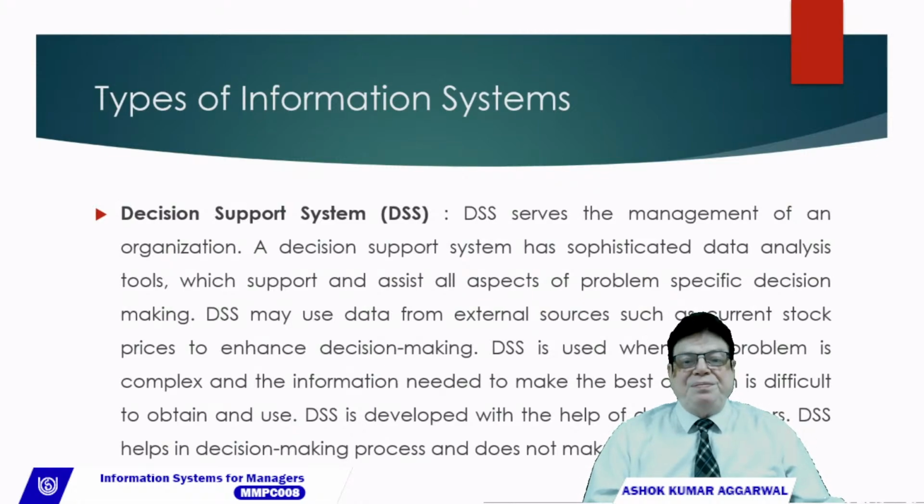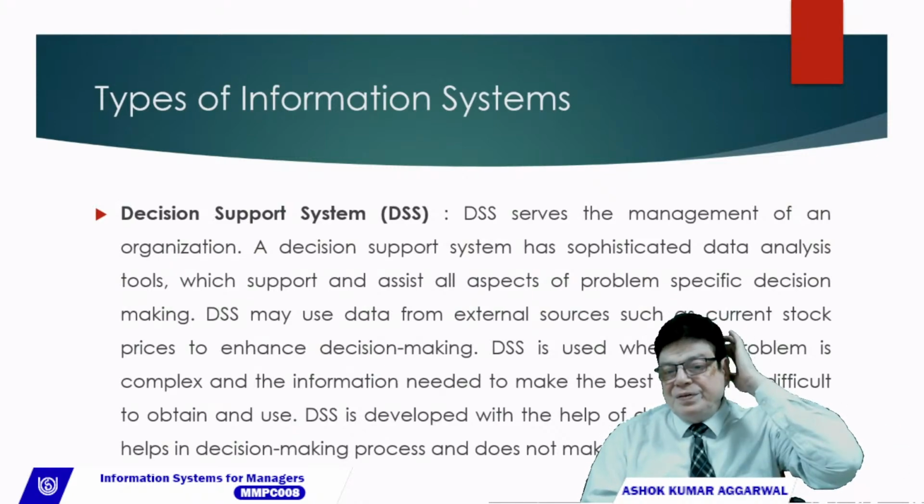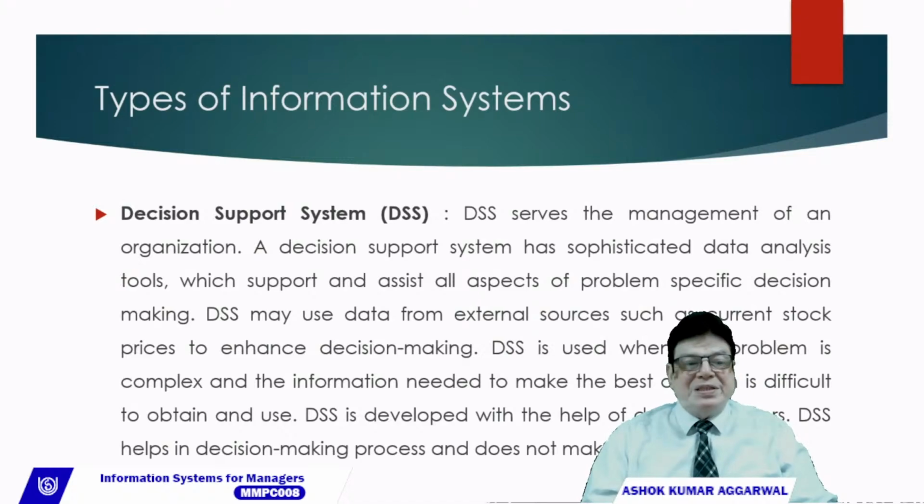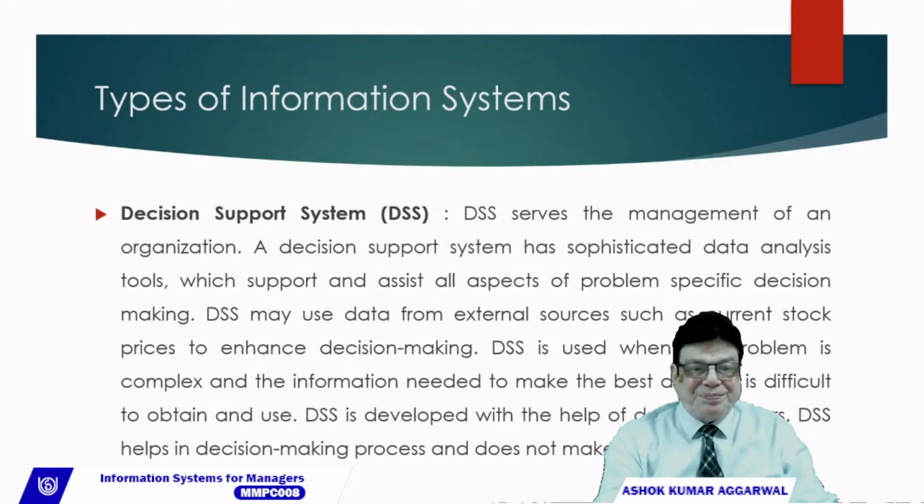Decision support system is used when the problem is complex and the information needed to make the best decision is difficult to obtain and use. Decision support system is developed with the help of decision makers. Decision support system helps in decision making process and does not make any decision.